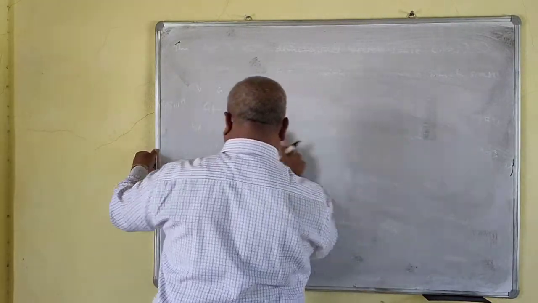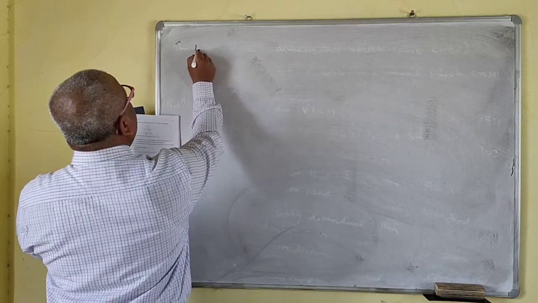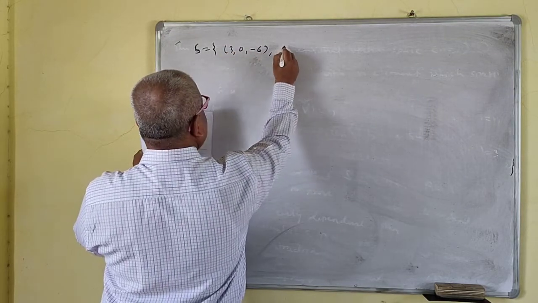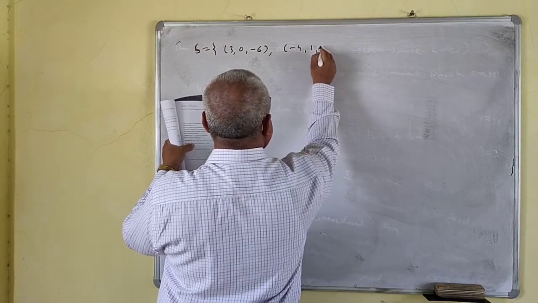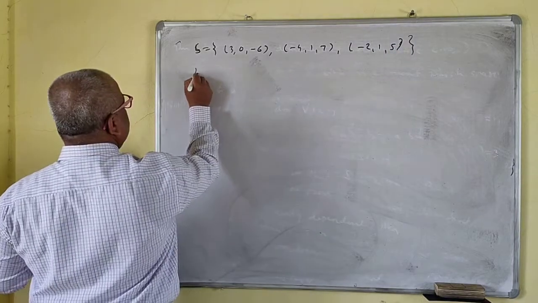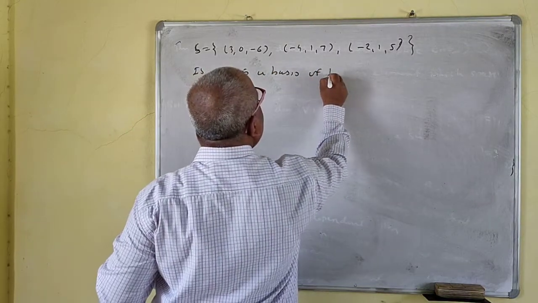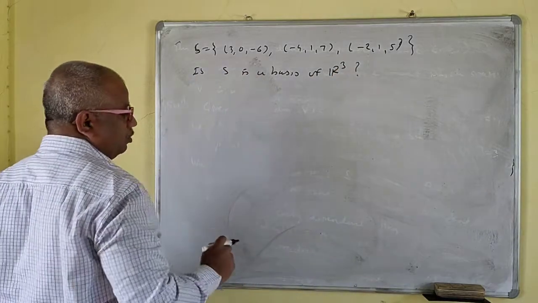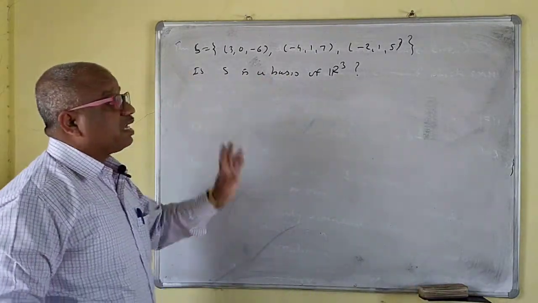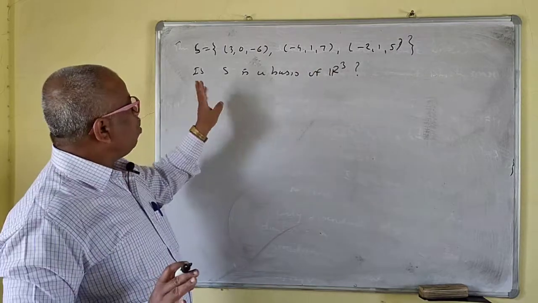We will take a problem. S is equal to {(3, 0, -6), (-4, 1, 7), (-2, 1, 5)}. Check whether S is a basis of R3. Okay, so only you have to determine whether this is a basis or not. How many elements are there? There are 3 elements. And what is the dimension of R3? It is 3. So what we want to check is whether S is a basis.